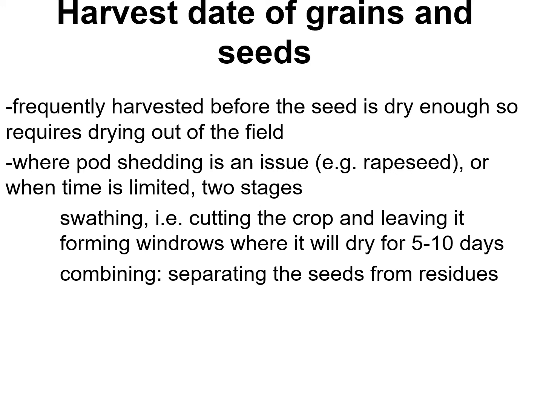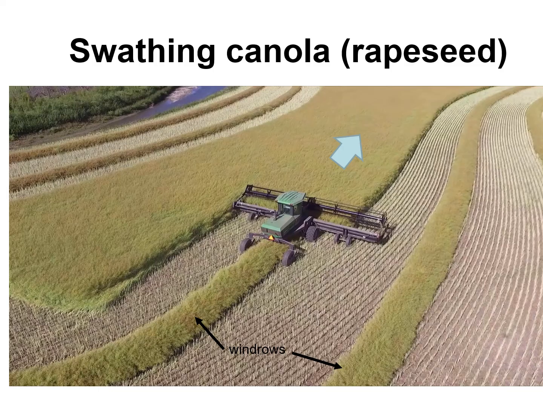farmers apply a two-stage process. First, they perform swathing, which means cutting the crop and leaving it forming windrows where it will dry for a week or a little more. Then, after the crop has dried in the field, in the windrows, we will perform the combining, that implies the separation of the seeds from the residues.